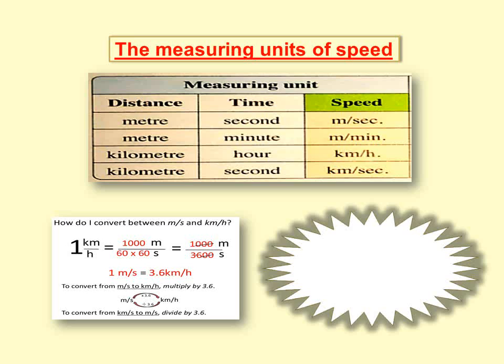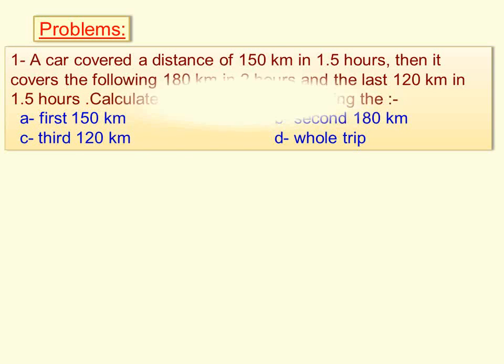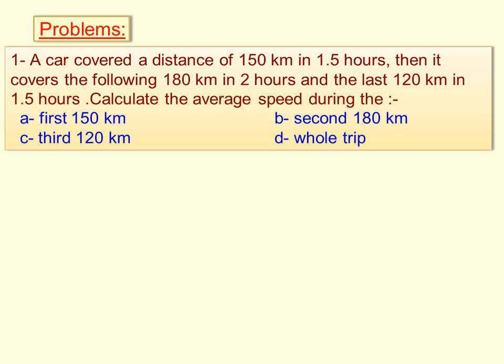We have here a video to remember all that we talked about speed. We have here some problems about the law of speed. A car covered a distance of 150 kilometer in 1.5 hours, then it covers the following 180 kilometer in 2 hours and the last 120 kilometer in 1.5 hours. Calculate the average speed during the trip.